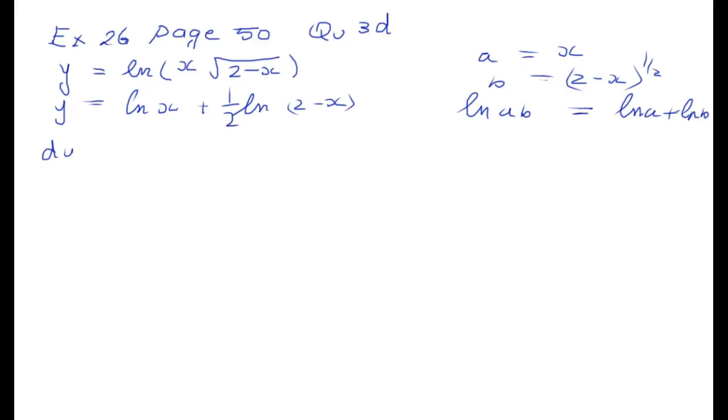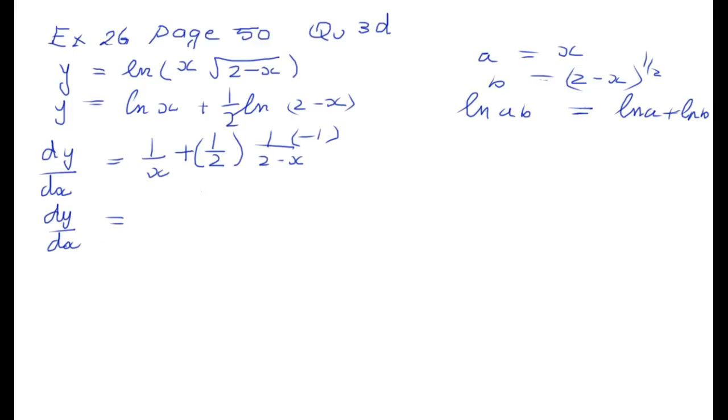Now I'm going to find dy dx. Derivative of ln x is just 1 on x, plus the half stays out the front. And then when we take the derivative of ln 2 minus x, 2 minus x goes on the bottom. And I'll just put a bracket around the half to show that we're multiplying it together. The derivative of the function on the denominator is just minus 1. So we multiply the numerator by minus 1. And then we're actually finished.